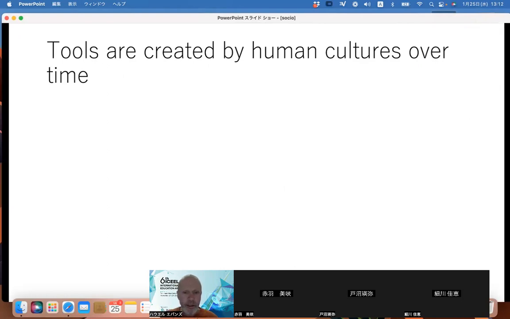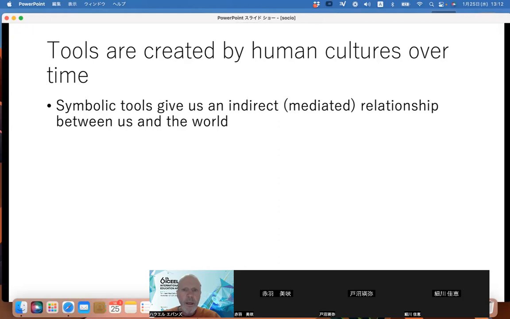We get these tools from our ancestors, basically, and they got those tools from their ancestors. So it keeps going over time. And symbolic tools then give us an indirect or mediated relationship between us and the world.